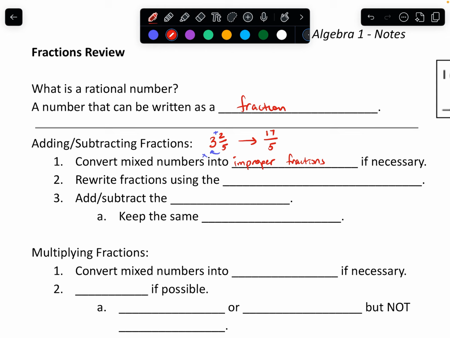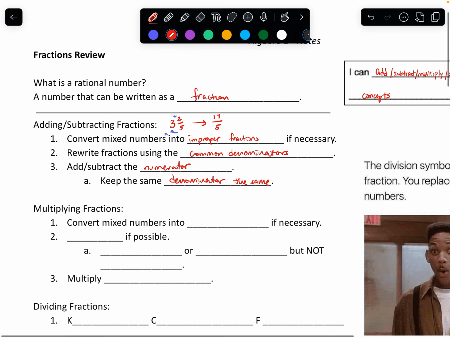Then you are going to rewrite the fractions using a common denominator. So you are finding common denominators between both of those rational numbers, and denominators are the numbers on the bottom. Then you add or subtract the numerators straight across. And remember, for these, you keep the denominator the same. You don't change the bottom number at all. You only convert the numerator.